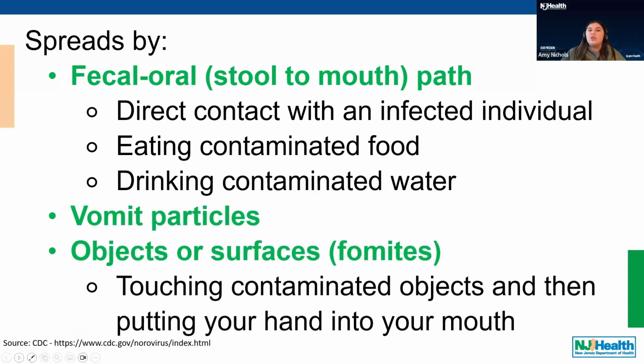Lastly, norovirus can spread from touching contaminated surfaces or objects, fomites, and then placing one's hand into one's mouth. This is particularly common for our younger children, since children are likely to touch surfaces or objects and then place their hands into their mouth.